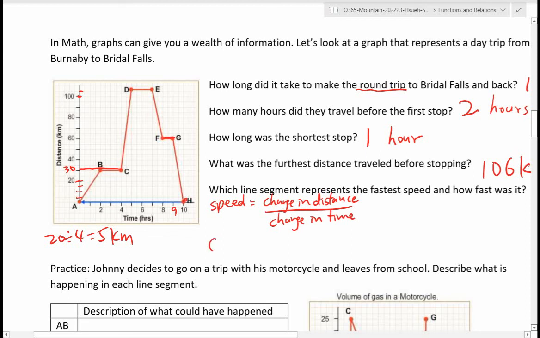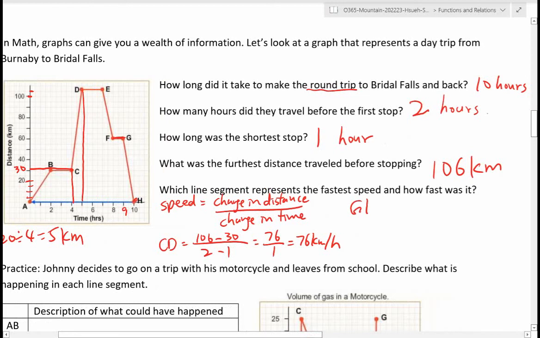So for C to D, this is 30, and we know that's 106. So we're going to say 106 minus 30. That would be the change in distance, from 30 to 106. Well, what's the change in time? C is at 4 hours and D is at 5 hours. So that's 5 minus 4, which is 1. That's the change in time. So that's 76 divided by 1, which is just 76 kilometers per hour.